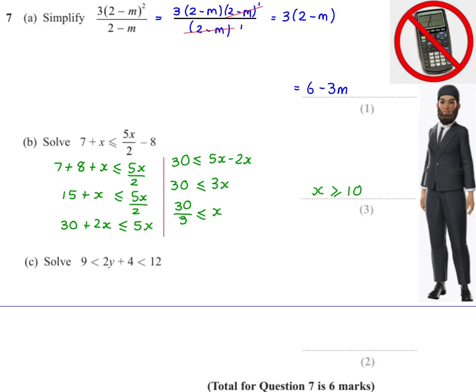Let's move over to part C. This is a compound inequality. Let's start by taking away 4 from both sides, so you get 9, take away 4, and in the middle term 2y plus 4, take away 4, you're left with just 2y. And then over here you get 12, take away 4, and therefore you end up with 8. Now what you need to do is divide everything by 2. So 5 divided by 2, and divide the middle term by 2 as well, so you're left with just y. And then 8 divided by 2, which will give you 4, and that should be your final answer.